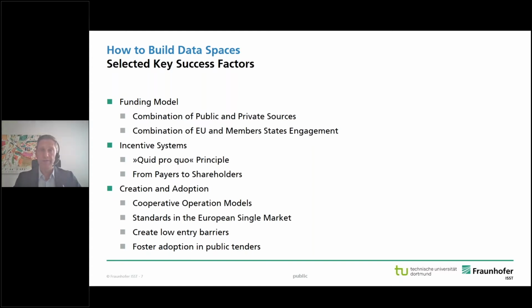So we also need to think of an incentive system. You can be part of the data space only, for example, if you share some data, or you can expect to get data only if you share it. So quid pro quo. This is the logic of an ecosystem. Everybody needs to contribute in order to gain, right?